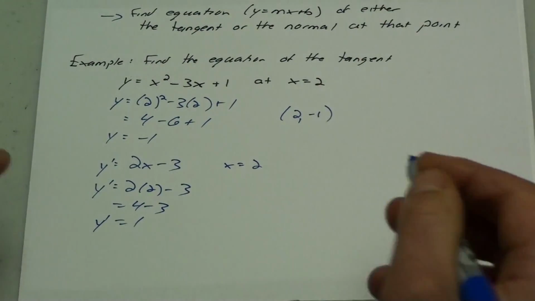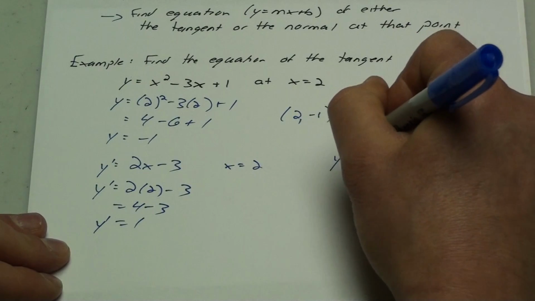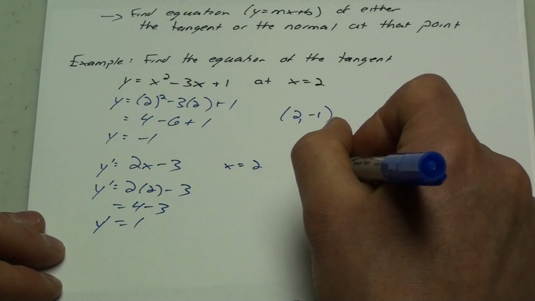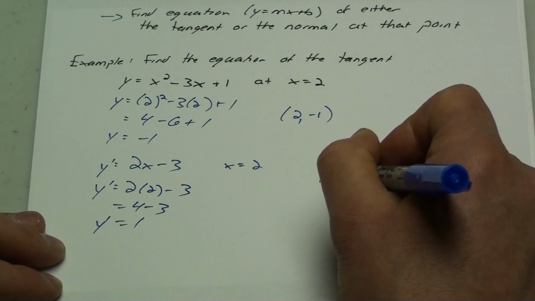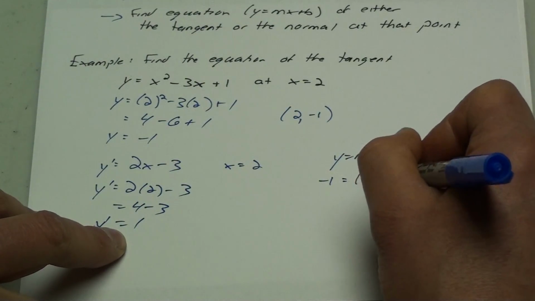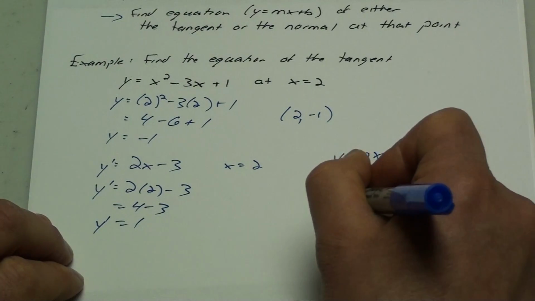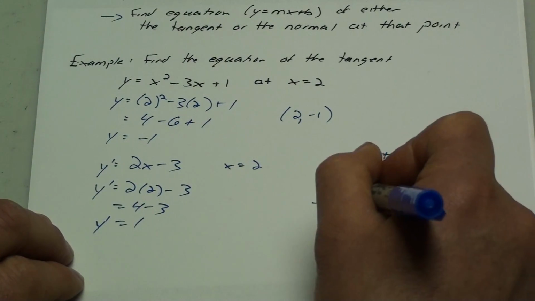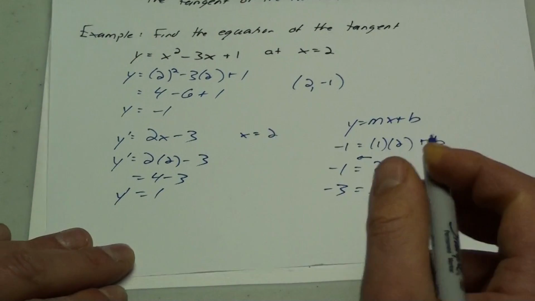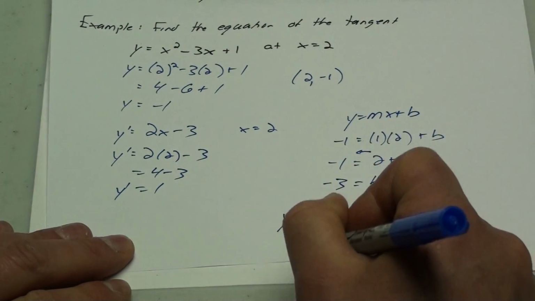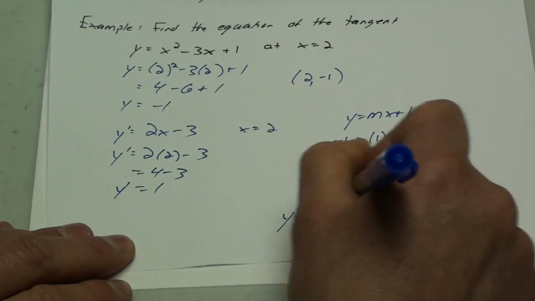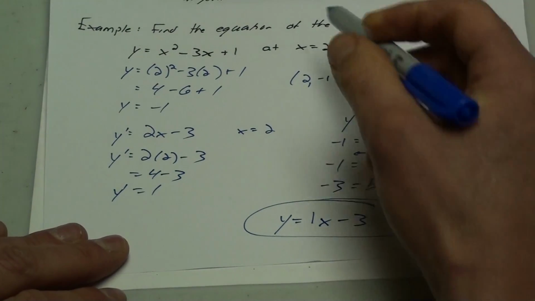Now I need to find the equation of the tangent, so I can actually use that slope. So I'm using y equals mx plus b. I need to solve for the b value. I can put in my y value, which is negative 1. I have my slope, which was positive 1, the derivative at x equals 2. My x value was 2, plus b. Negative 1 equals 2 plus b. Subtract 2 from both sides, so it's going to be negative 3 equals my b value. So my equation of the tangent is y equals my slope, which was 1, x minus 3. That is the equation of the tangent at x equals 2.